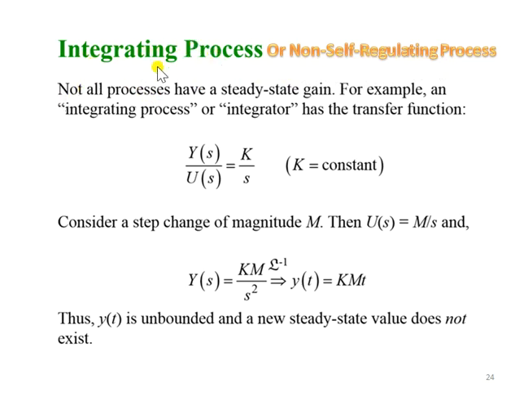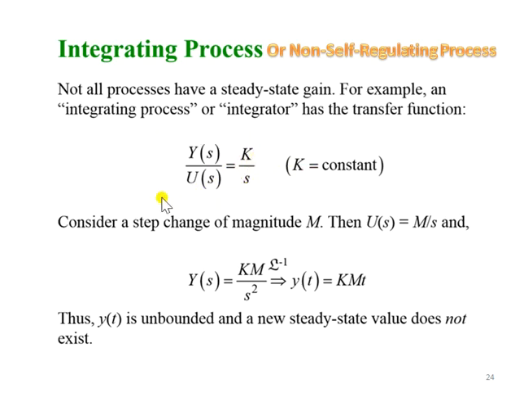The integrating process is one of the types of process that does not have a steady state gain. For example, an integrating process, whose name comes from the integrator, has the following transfer function: Y(s) over U(s) equivalent to K over s. So K is a constant and s is the pole of the transfer function.